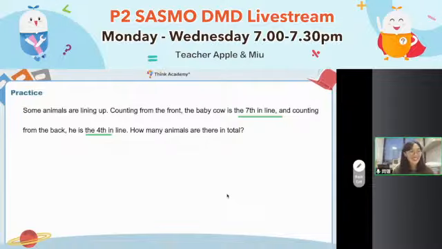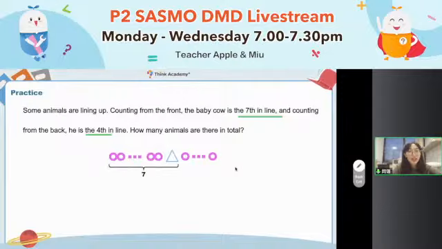Okay, the last 10 seconds for you. 10, 9, 8, 7, 6, 5, 4, 3, 2, 1. Okay, let's check together. We start from the main character, right? So we can get the baby cow. We just use the small triangle to represent the baby cow. Okay, he is the 7th in line, and counting from the back is the 4th in line.